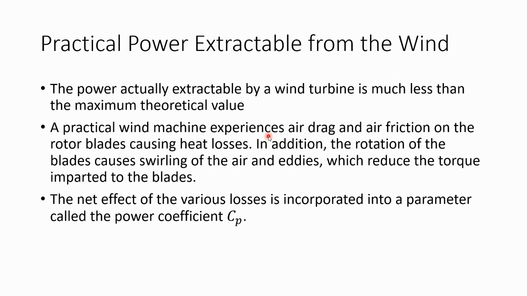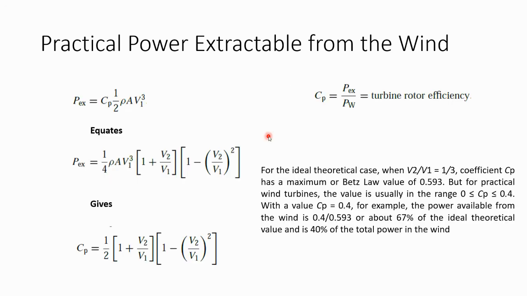Okay, and the net effect of various losses is normally incorporated into a parameter called power coefficient CP. Okay, this we will see later on. And this is what they mean. So extractable power is equals to, just now what we say, 59.3% of half rho AV cube, and that is the maximum power that you can extract.